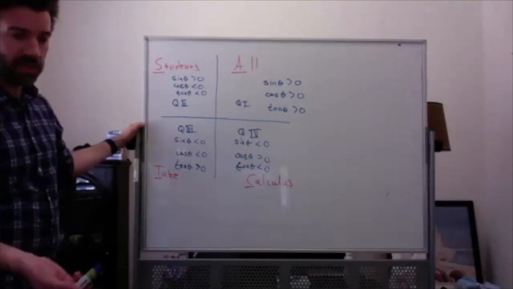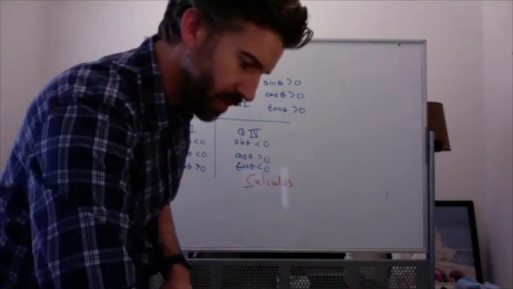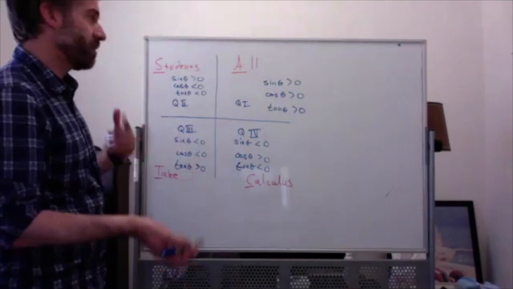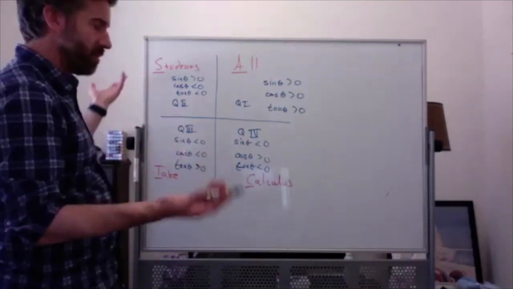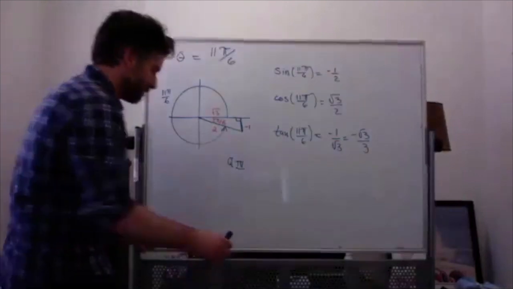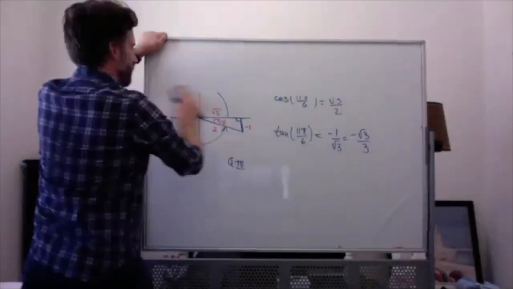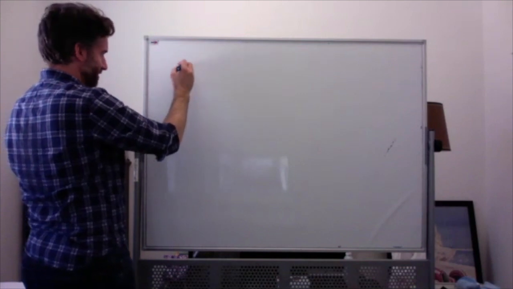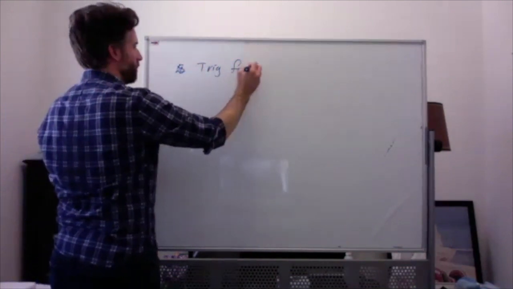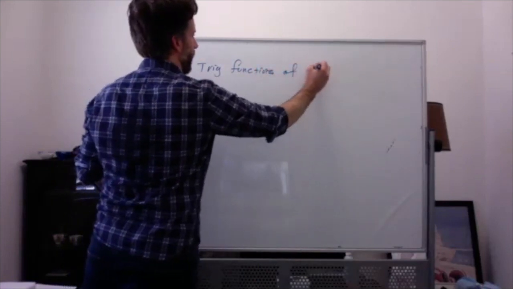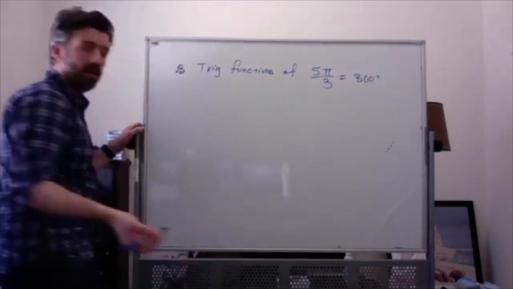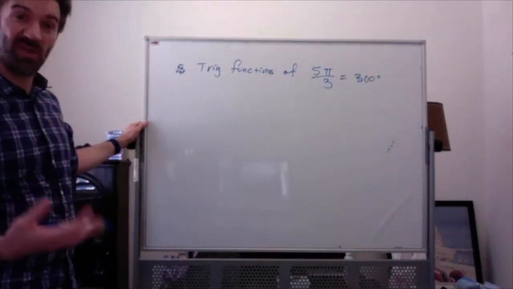So what we end up doing is we use this information, along with these special angles, to find the trig functions of some, well, let me give you an example. And let me use one of the examples I have already. So let's say I wanted to find the trig functions of 5 pi over 3, which is 300 degrees. So here's how I would do that. And we're definitely going to do a lot more of this tomorrow.